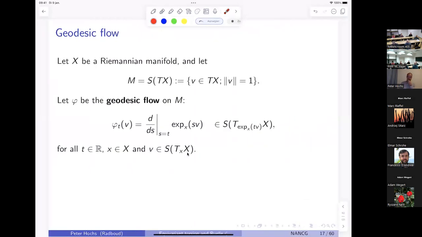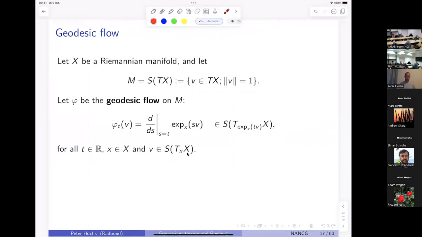Okay, here's an important special case of an Anosov flow, namely a geodesic flow on the sphere bundle of a negatively curved manifold. What we're doing is the following. We're taking a compact Riemannian manifold X, and we're taking the unit sphere bundle inside its tangent bundle, which is our manifold M. On that M, we have geodesic flow.